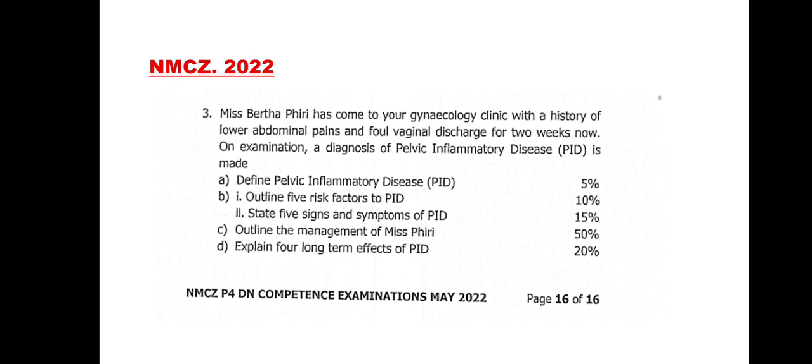So how can you know that someone is having PID? Those are 5 signs and symptoms of PID. So once you are stating them, meaning you need to give a little bit of information. Out of these 5, one is carrying 3 marks. So you need to earn 3 marks on one sign or symptom. So what are the signs and symptoms of PID?